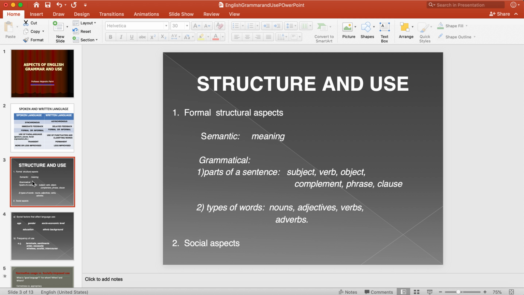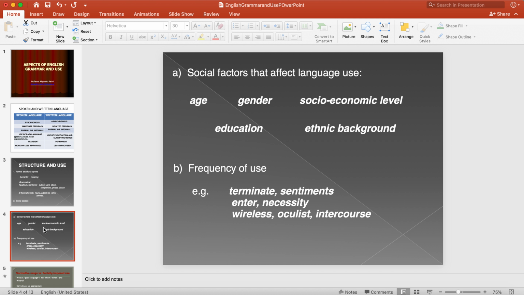But there are also, outside the structure of any language, English in this case, social aspects of language, social aspects that have an impact on how we use language. And what are these social factors, as we can call them? Well, typically there are four, although you will see five on the slide.